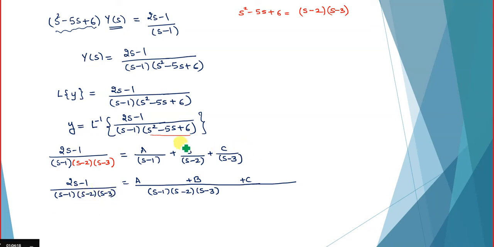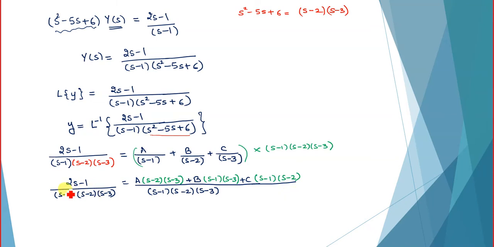These terms, we multiply all of them by the denominator, s minus 1, s minus 2, s minus 3, just to get the coefficients of a, b and c. So below a we have s minus 1. So s minus 1 cancels, we are left with s minus 2, s minus 3. That will come with a. With b, below b we have s minus 2, so we are left with s minus 1 and s minus 3. And for c, we already have s minus 3, so we are left with s minus 1 and s minus 2. Okay, then we compare the numerators.